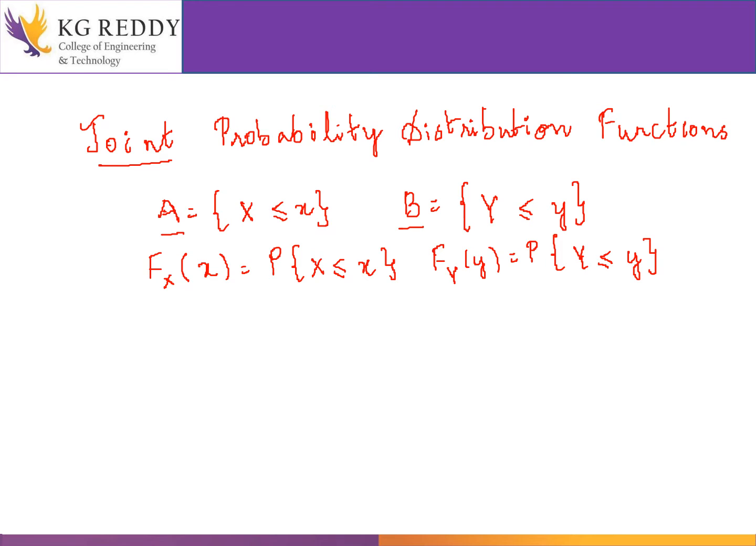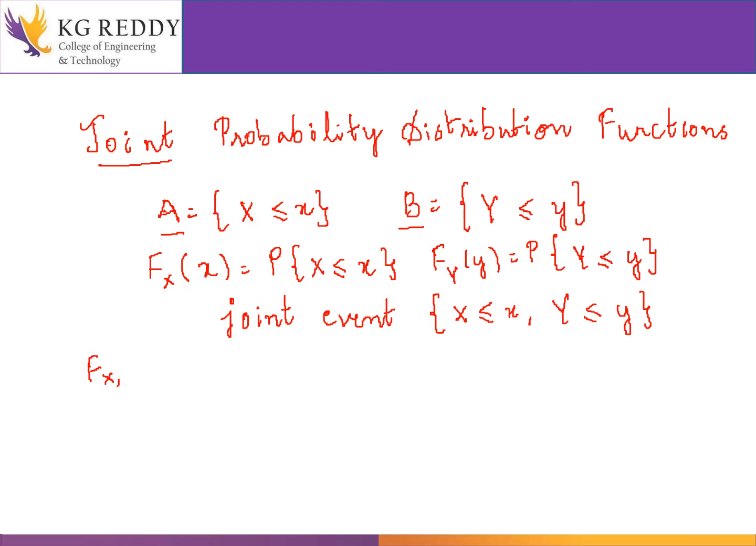Now, as it is a joint event, how do we define this joint event? Because A and B belong to the same sample space, that is the reason we define the joint event. The joint event is defined by X less than or equal to x, comma, Y less than or equal to y. For this we write the distribution function, which is called the joint probability distribution function.